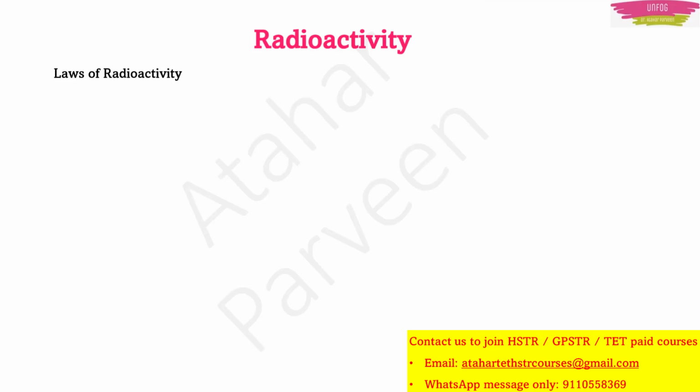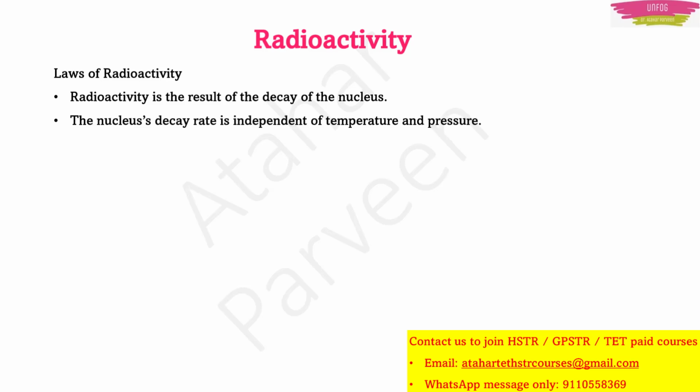Now let's talk about a few laws of radioactivity, meaning some told rules and untold rules also, just to take them as points. Radioactivity, first of all, is the result of a decay of the nucleus. Second point is that the nucleus decay rate is independent of temperature and pressure. Whatever the temperature and pressure will be, it will not affect the speed of the radioactive decay.